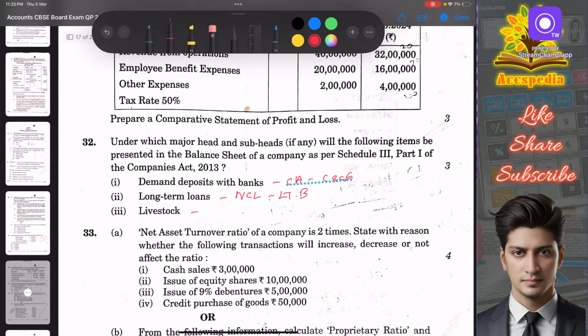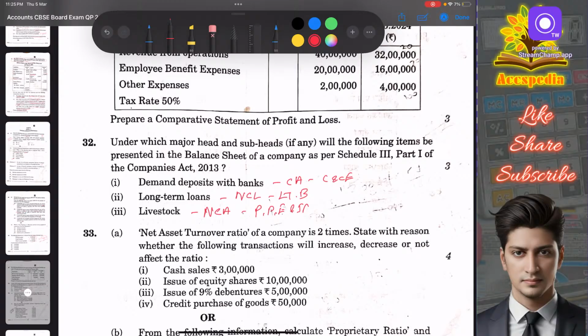Livestock, like goats and cows, that is for horticulture business people. They have goats, cows, milk producers. For them it is a non-current asset, property, plant and equipment and intangible assets, under property, plant and equipment. So under that we have 4 internal subheads, right? Okay. So livestock, this is the head and subhead.